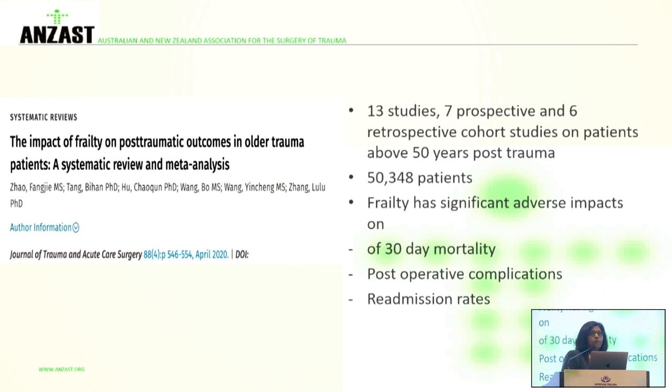So looking at a few of the research papers, I came across this study, which is a systematic review and meta-analysis published in the Journal of Trauma in 2020. It looked at the impact of frailty on post-traumatic outcomes in older trauma patients. This comprised 13 studies, 7 prospective and 6 retrospective, for patients 50 years and above, and they looked at 50,000 patients. The outcome was a significant adverse impact on 30-day mortality, post-operative complications, and readmission rates.